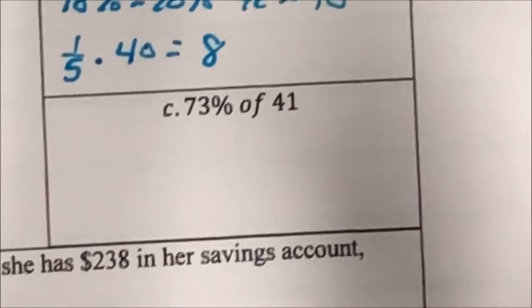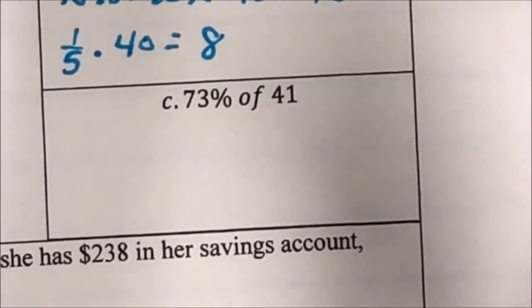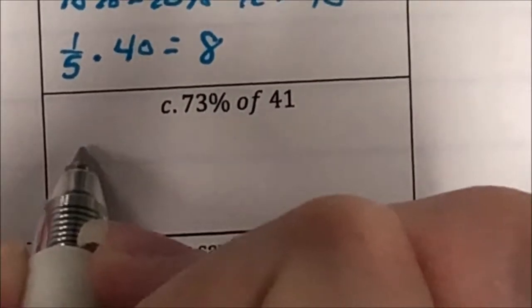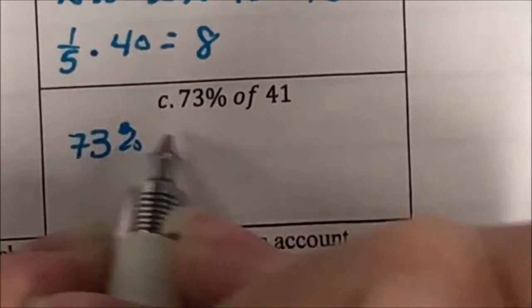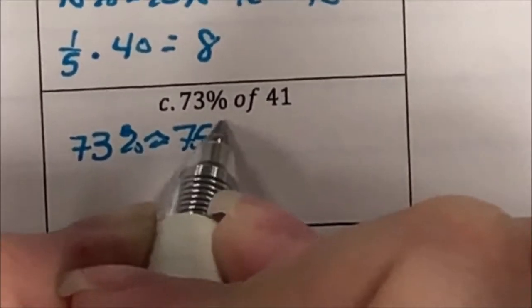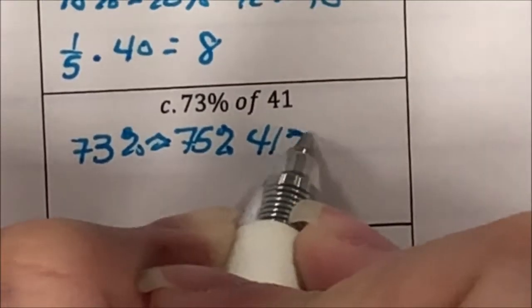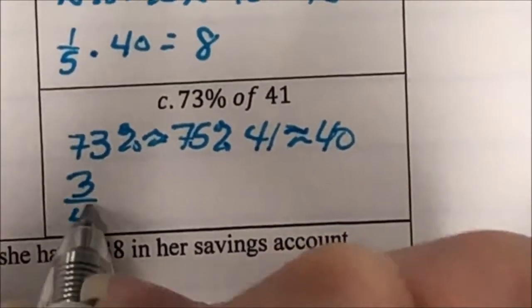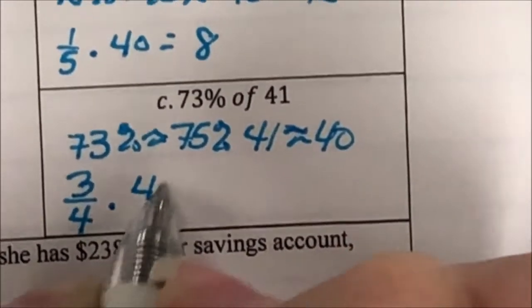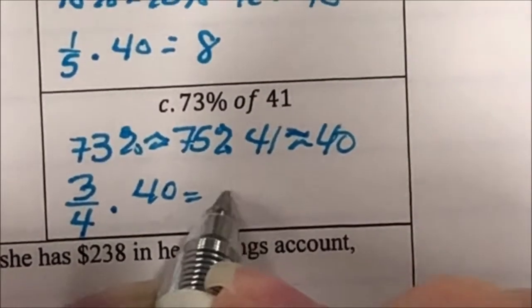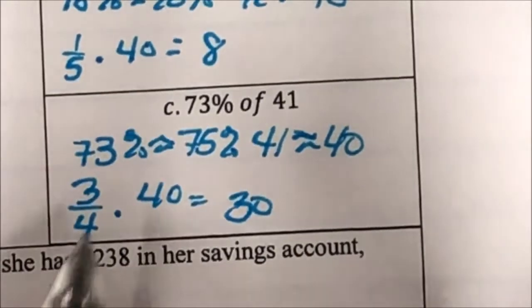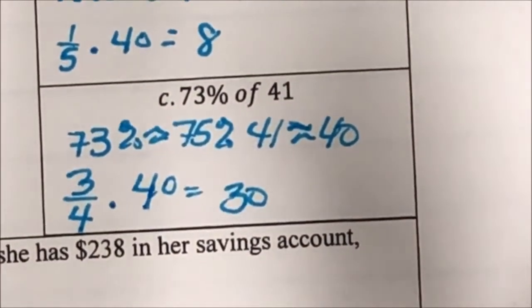For number C, or letter C, 73% of 41. 73, I'm going to round to about 75%. And 41, I'm going to round to 40. Well, this is 3/4 times 40, which gives me 30. Okay.